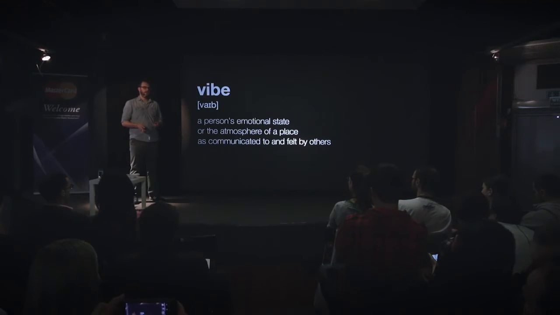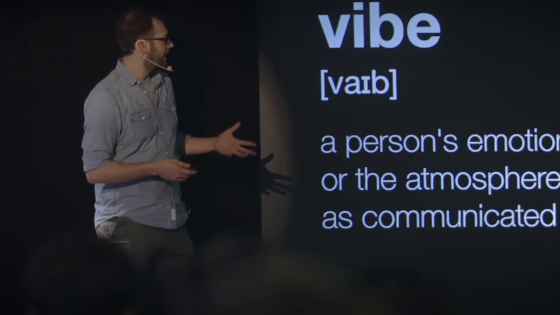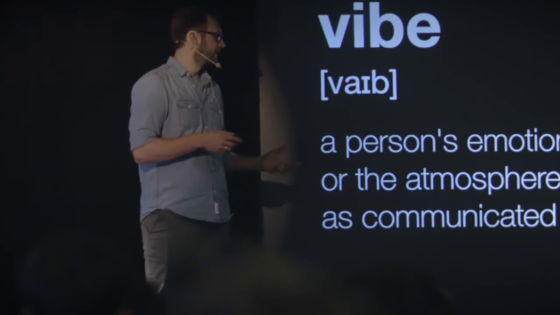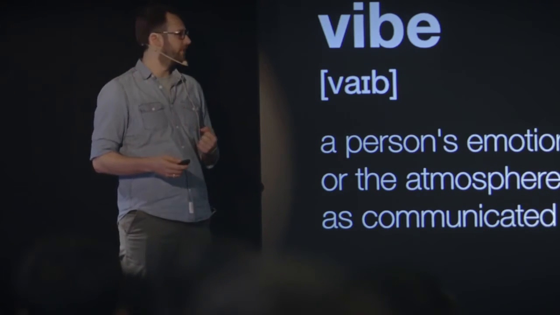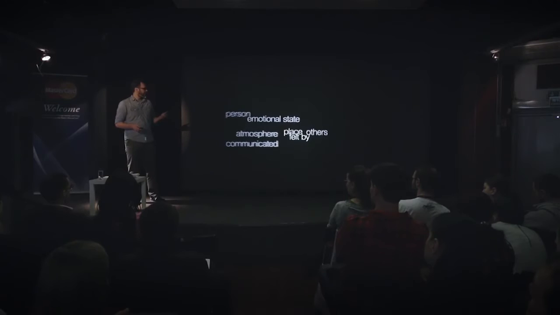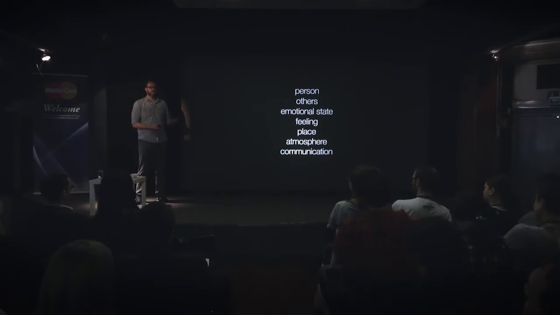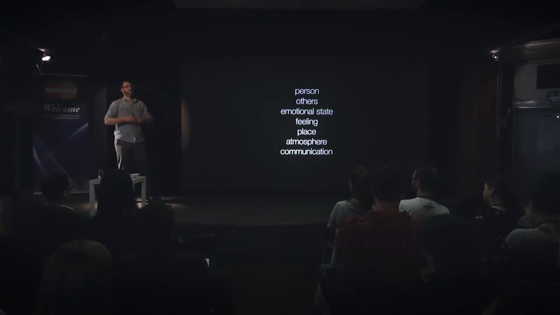Let's start with Google's definition of vibe, which is a person's emotional state or the atmosphere of a place as communicated to and felt by others. What we really love about this definition is that it touches almost every aspect of our service, because the service is about the person and about the others, their emotional states and their feelings, which are related to places, which then creates the atmosphere, which then is communicated to everyone. So these are the main aspects of our service.